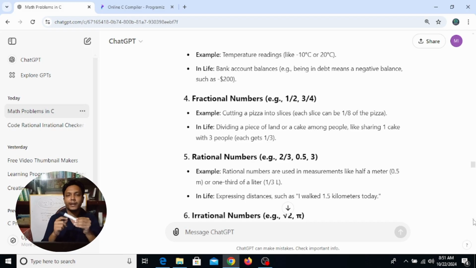If I break this pen, I will get two parts. So half and half, these are fractional numbers.